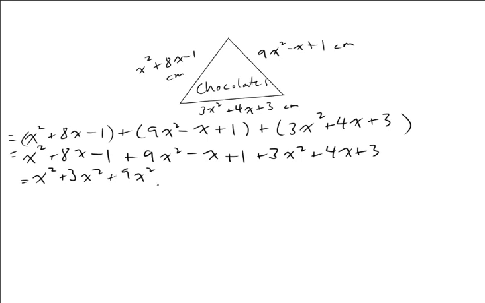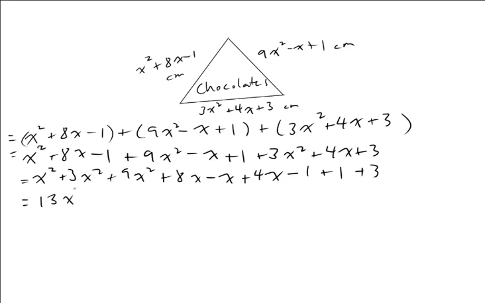Alright, next we go for the x terms, so we have a plus 8x, and we see a minus x as well. We also see a plus 4x. And then all we have to do is find the constants, so we have minus 1, I see a plus 1, and then I see a plus 3. Alright, so now all we have to do is just collect like terms. That's all there is to it.